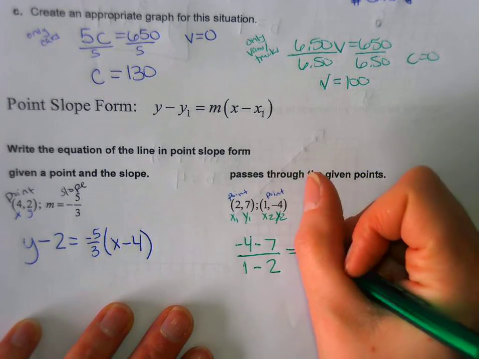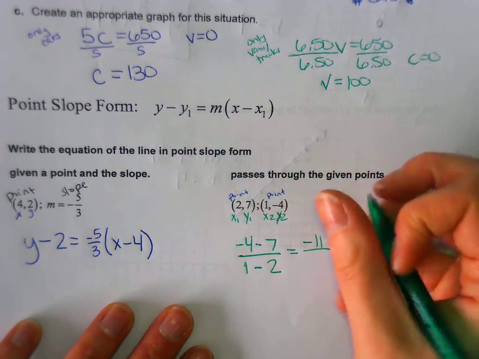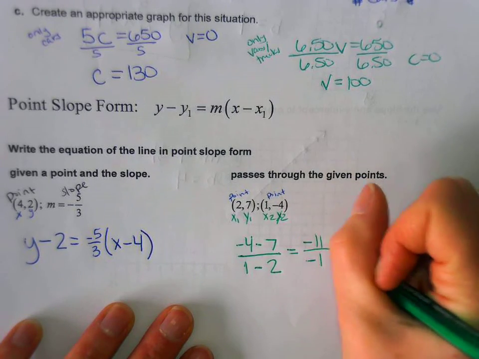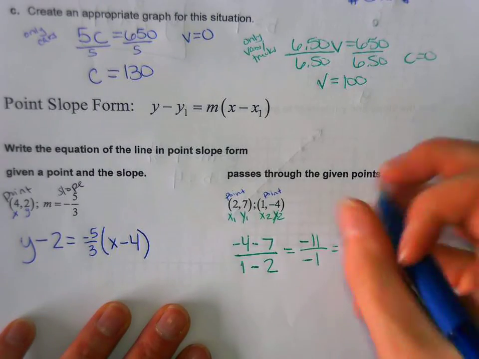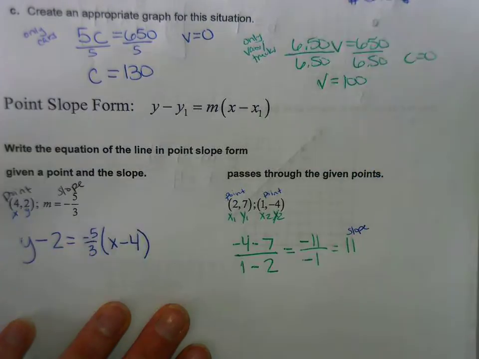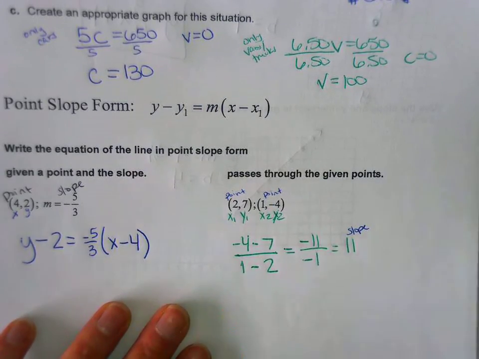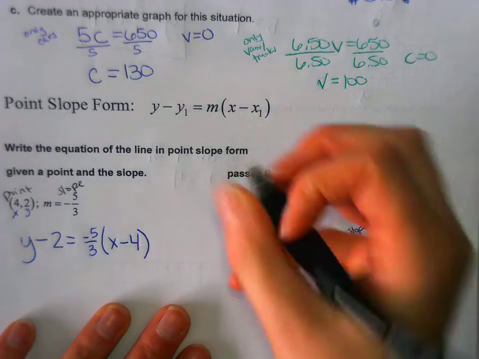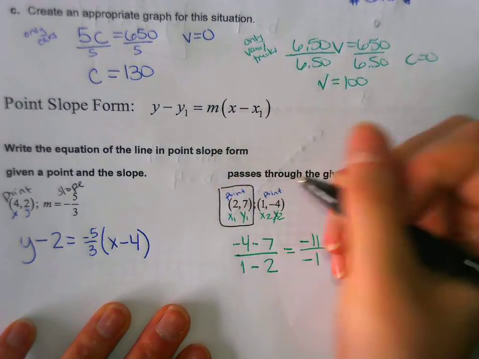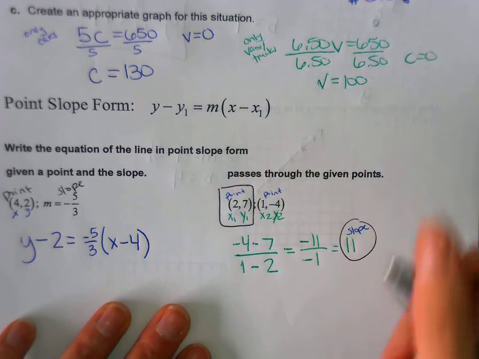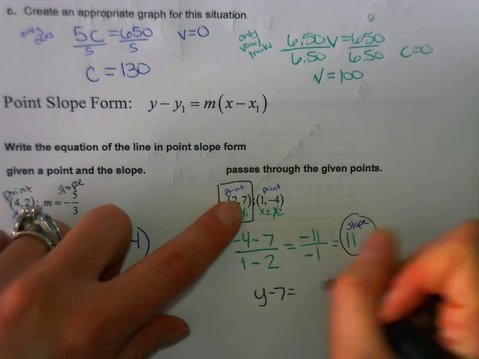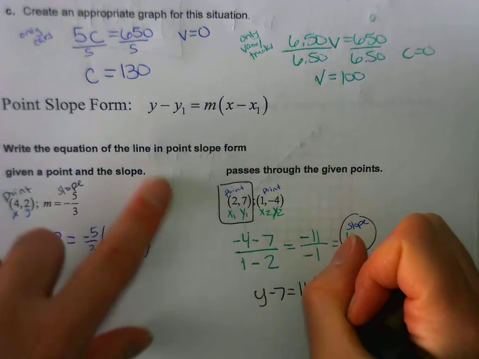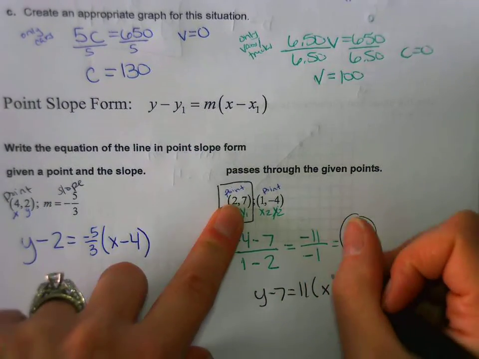Negative 4 minus 7 is negative 11, divided by 1 minus 2, which is negative 1, and that reduces down to be a positive 11. So now I have a point and I have my slope. So here there's 2 different ways you can write this because we have 2 different points. You only need to have one of them. So if I use my first point and my slope, my equation would be y minus 7 equals 11 times x minus 2.